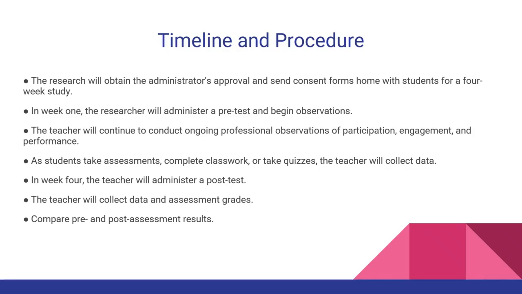Timeline and procedure is critical. The researcher will obtain the administrator's approval and send consent forms home with students for a 4-week study. In week 1, the researcher will administer a pretest and begin observations. The teacher will continue to conduct ongoing professional observations of participation, engagement, and performance. As students take assessments, complete classwork, or take quizzes, the teacher will collect data. As I said, their name is marked out. They will not have an identity except for their names being a letter.